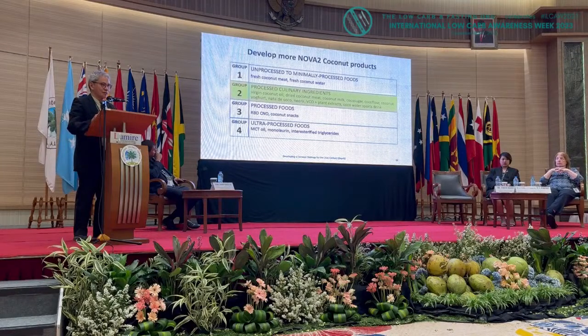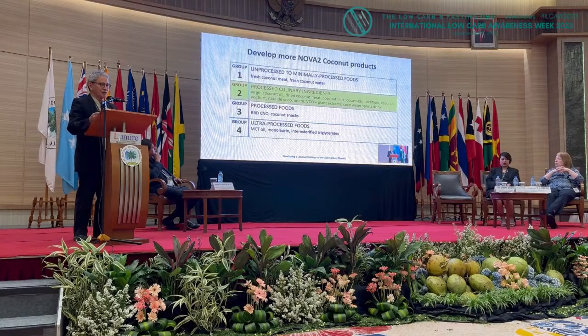Group 2 will be processed. So if the coconut water was bottled, then that would be group 2. VCO would also be group 2. Dried coconut meat, coconut milk, cocoa sugar, cocoa flour, coconut yogurt, nata de coco, nira, and so forth. So that would be group 2.